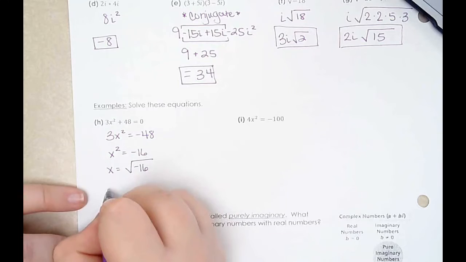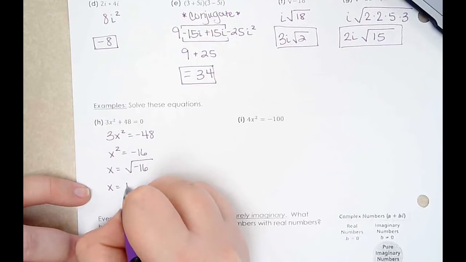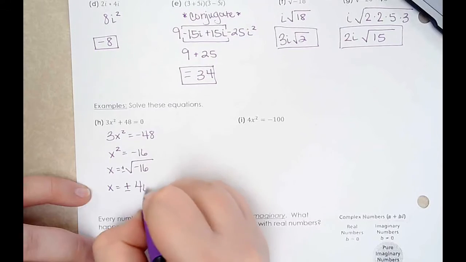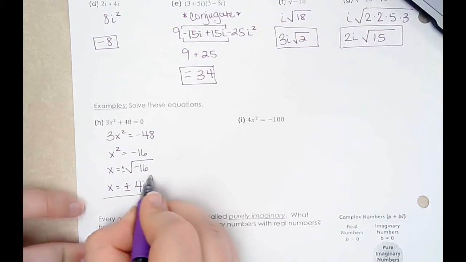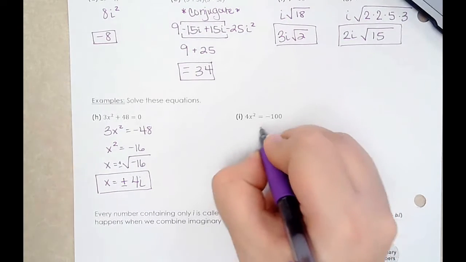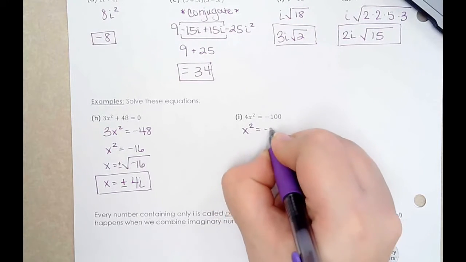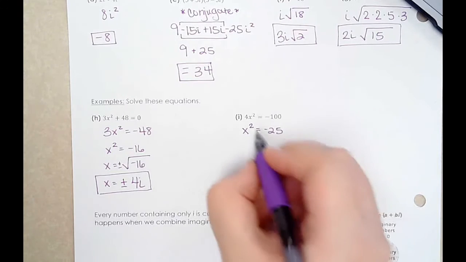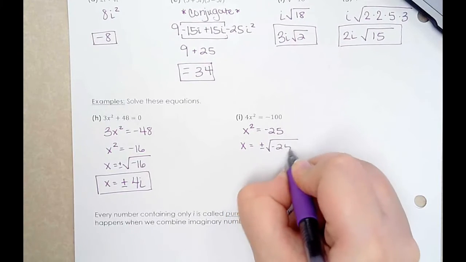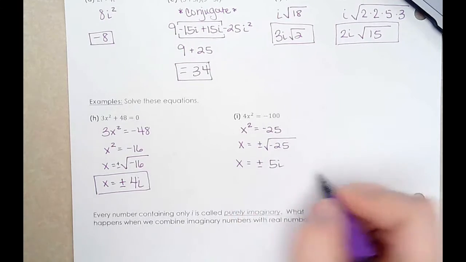In this case, when I do that, I pull an i out and I take the square root of 16. And because I've taken the square root of something, it's going to have to be a plus or minus of whatever it is. So in this case, it is x equals plus or minus 4i. Now something very similar happens in the second one. I get x squared equals negative 25. I get x equals plus or minus the square root of negative 25. And when I finally take this, I get plus or minus 5i.